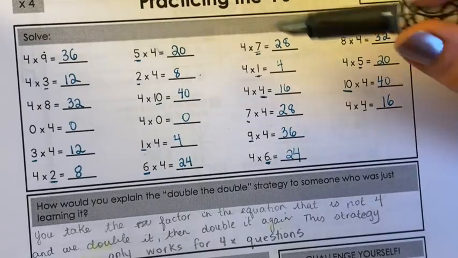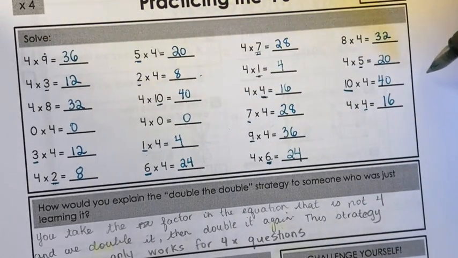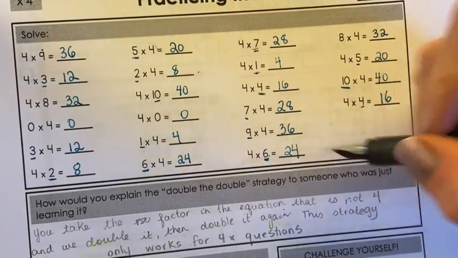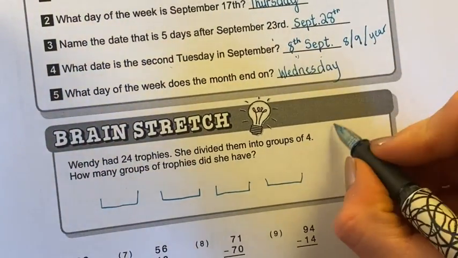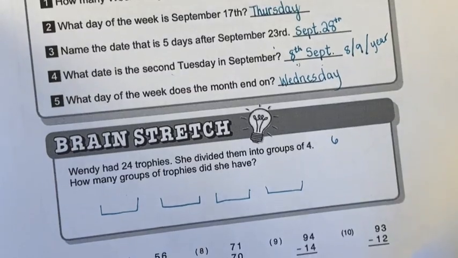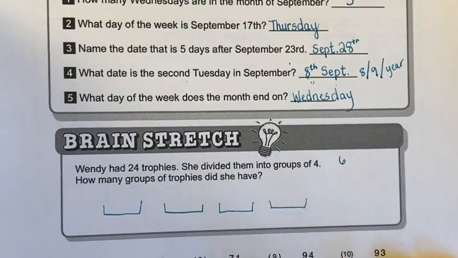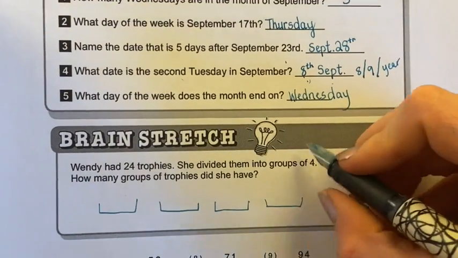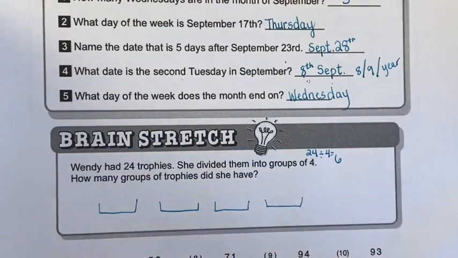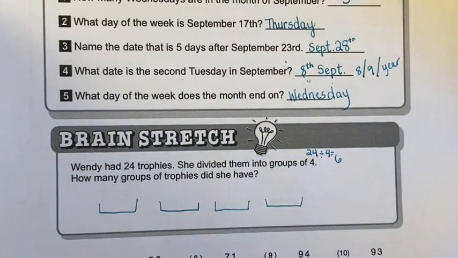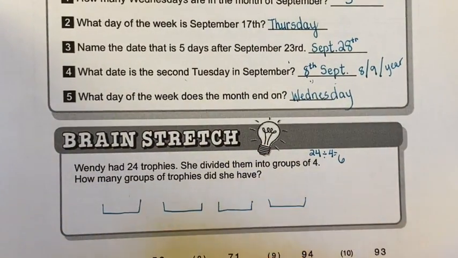What times 4 is 24? So look, 4 times 6 is 24. So I could just go 6. But if you are like I was when I was in grade 3, I really struggled to make that connection. Maybe you want to see it drawn out. If you don't need to draw it out, don't draw it out. You just write 24 divided by 4 equals 6.